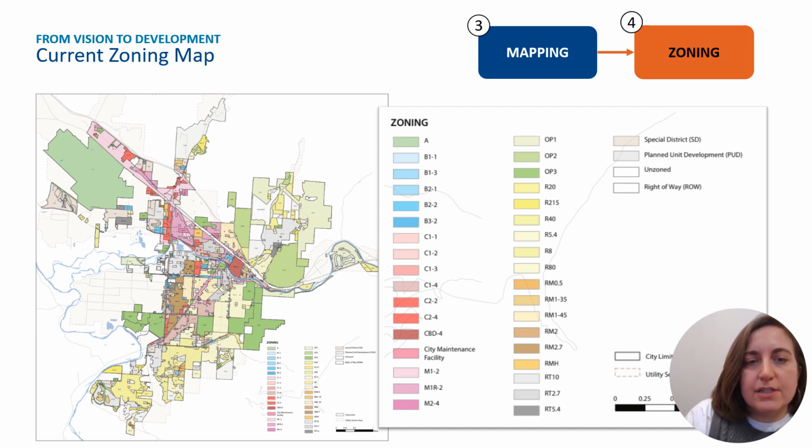One key consideration for the Missoula process is that our current zoning map was not updated following the adoption of our current growth policy and future land use map in 2015, meaning there is a disconnect between our vision and how we implement it.